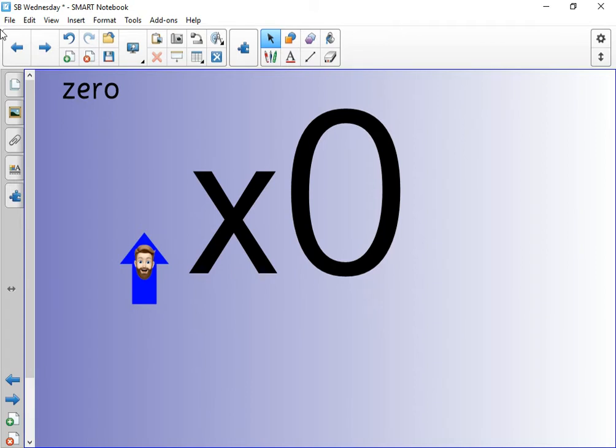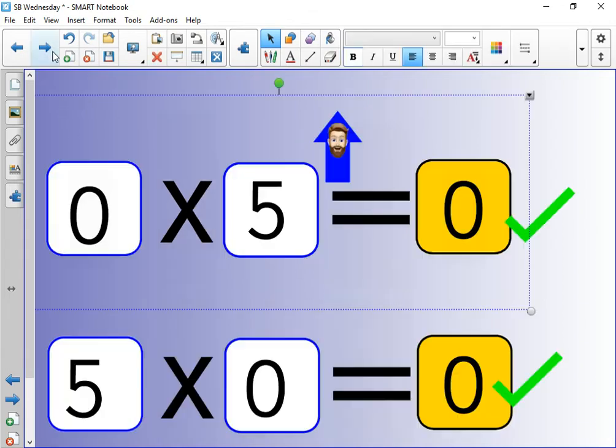Okay. Can you remember from yesterday what happens when we multiply by 0? Have a think. What happens when we multiply by 0? Well done. When we multiply by 0, the answer is always 0.